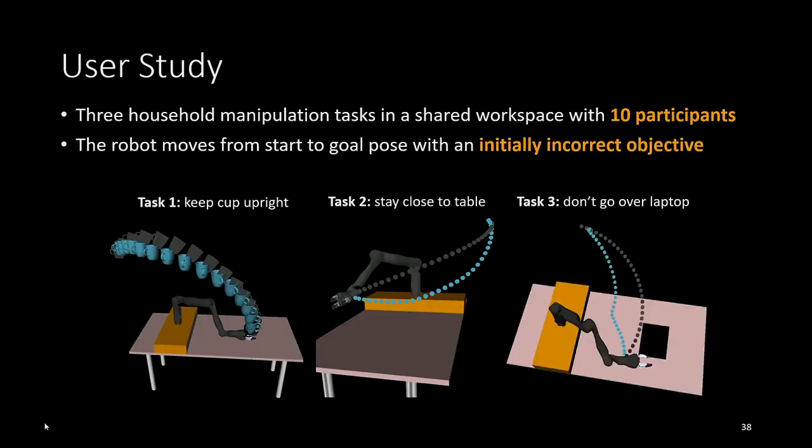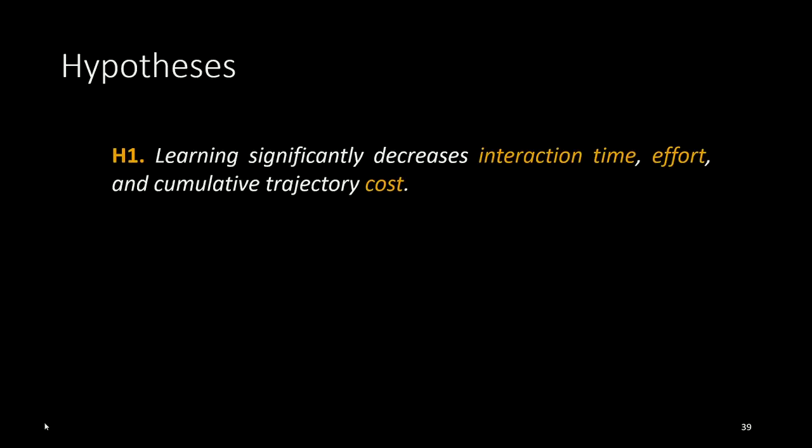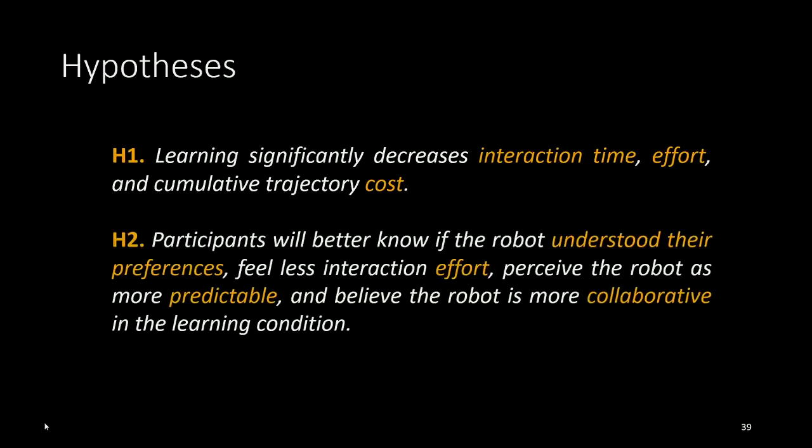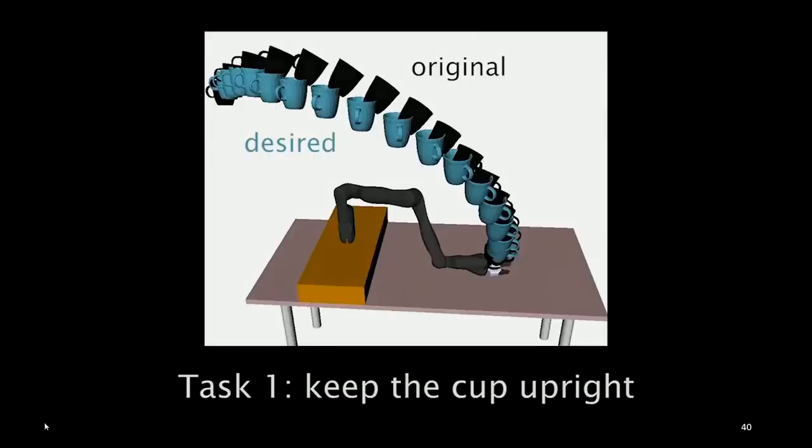And the last one had a robot moving over a laptop, which the person did not prefer. We had 2 major hypotheses from this experimental setup. Our first hypothesis was that learning will significantly decrease interaction time, effort, and total trajectory cost. And our second hypothesis was more related to the subjective measures: that participants will better know if the robot understood their preferences, feel less interaction effort, perceive the robot as more predictable, and believe the robot is more collaborative when it is actively learning. So here's an example from our first task and our experimental results.